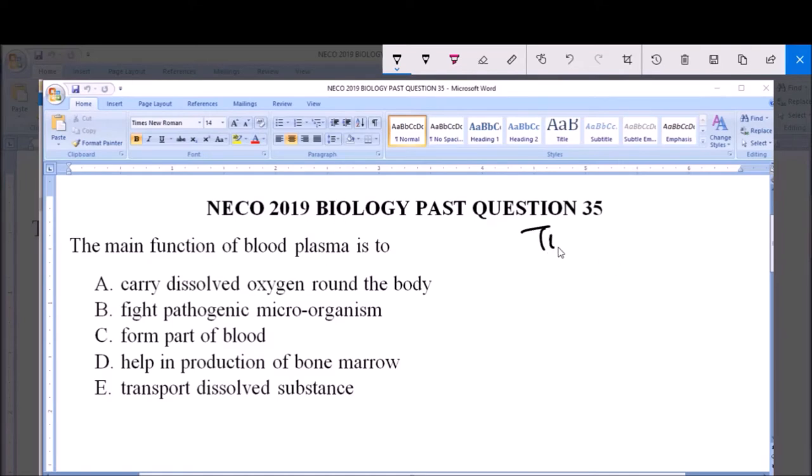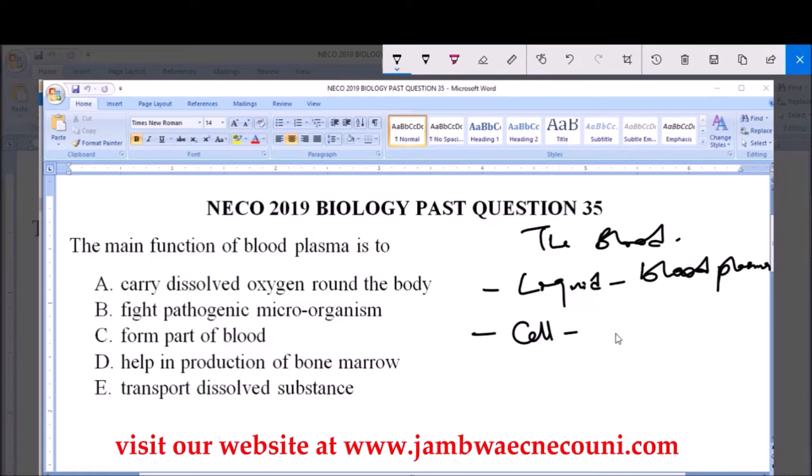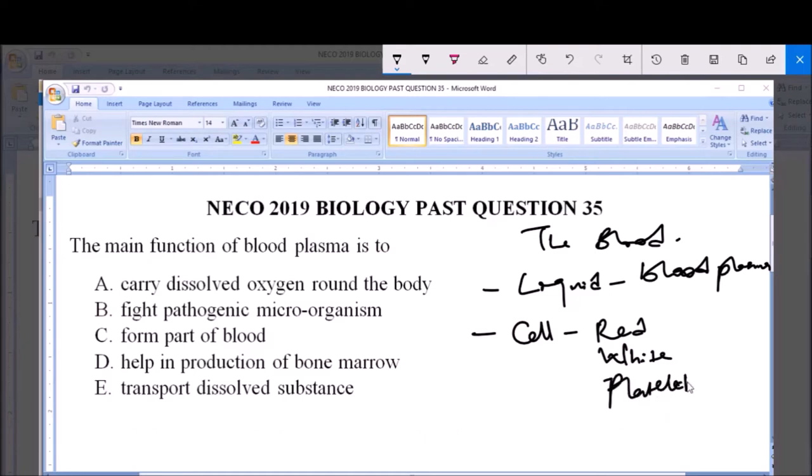Now, the blood is made up of the liquid part, which is known as the blood plasma, and the solid parts, the blood cells, which include the red blood cells, the white blood cells, and the platelets. Each of these components of the blood has its specific function. Now, the blood plasma is the liquid portion of the blood.